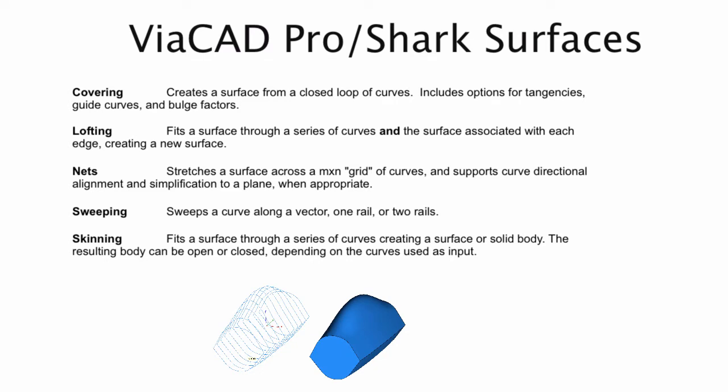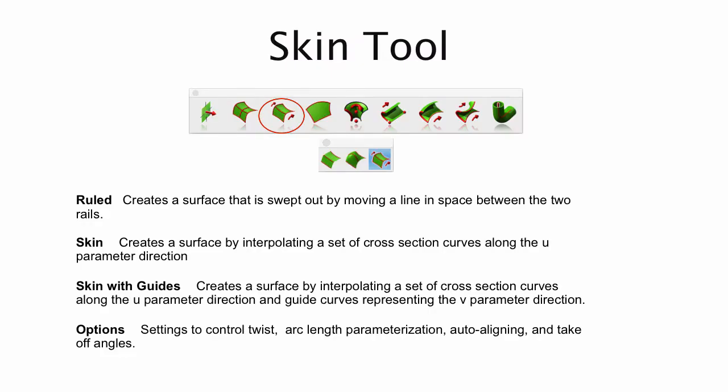Skinning is a construction method that allows you to create a surface typically from a series of cross-section curves. These curves can be open or closed and can create either a surface or a closed solid body. The skin tool is located in the surface tool palette. It's the third icon from the left.